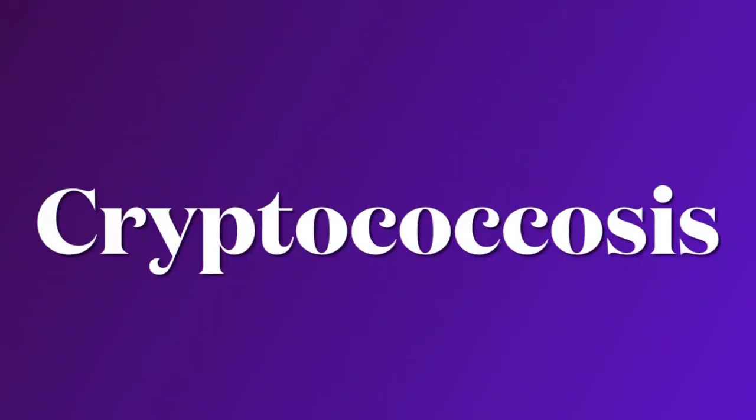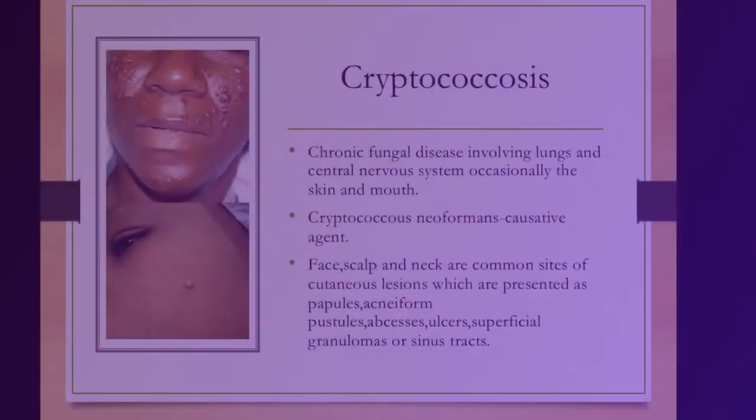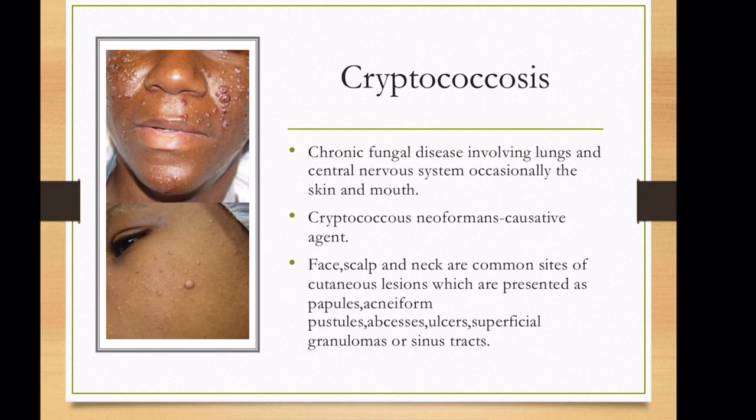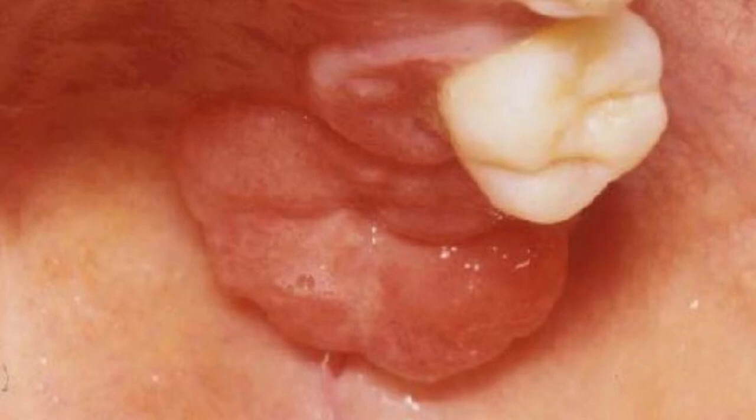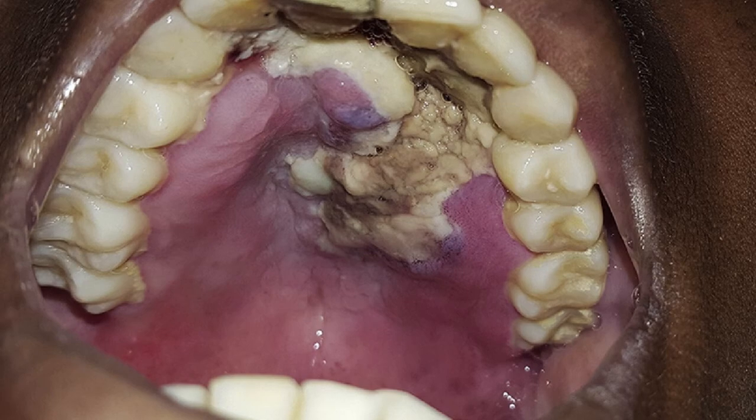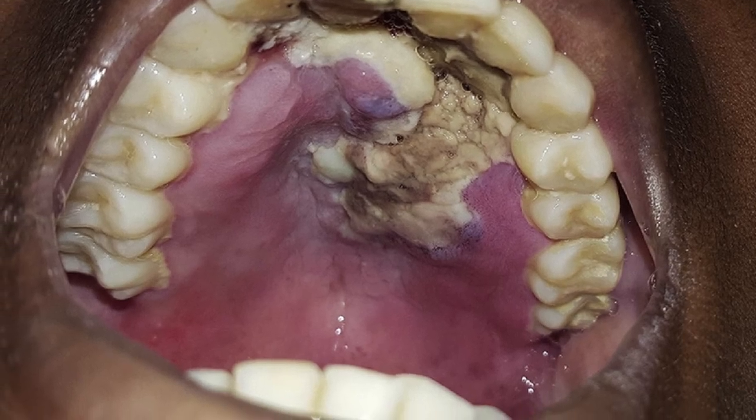Next fungal infection that you are seeing here is cryptococcosis caused by Cryptococcus neoformans, and this involves the face, scalp and the neck. Interestingly, the skin lesions appear exactly like acne, so the lesions are presented as papules, pustules or abscess and sometimes ulcers. In the oral mucosa, it affects almost all the sites and it has a varying presentation such as nodules of granulation tissue, swellings or ulcers.